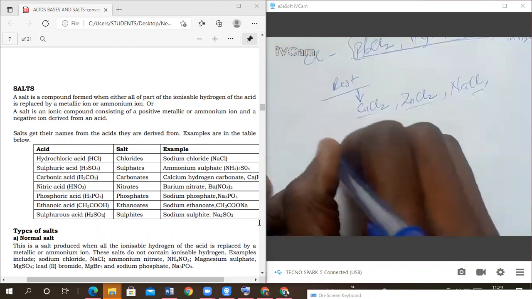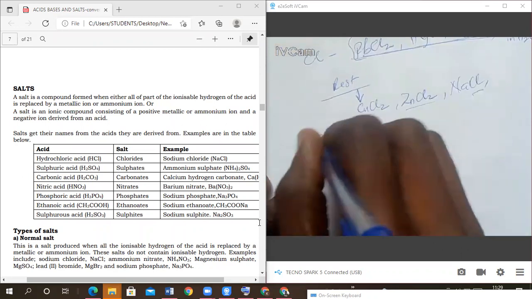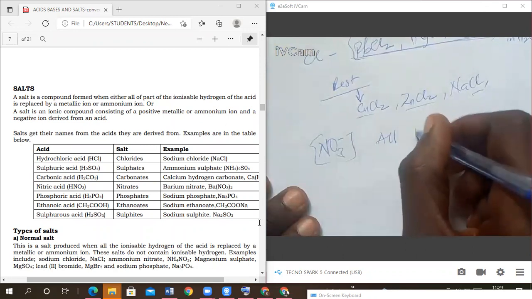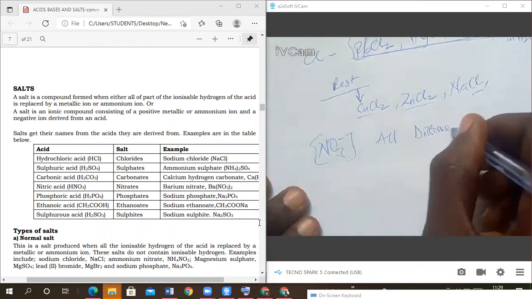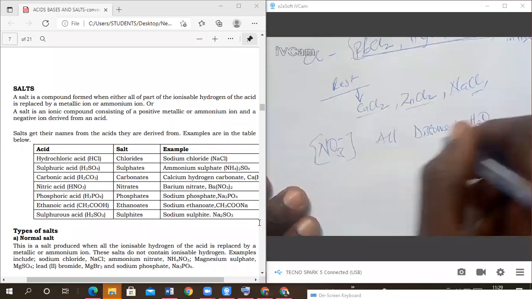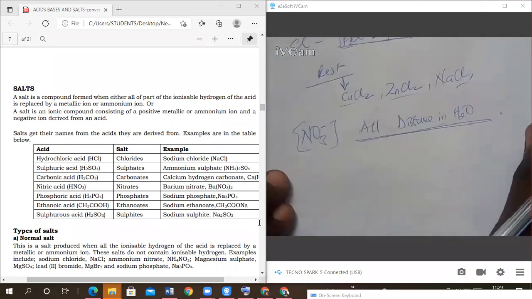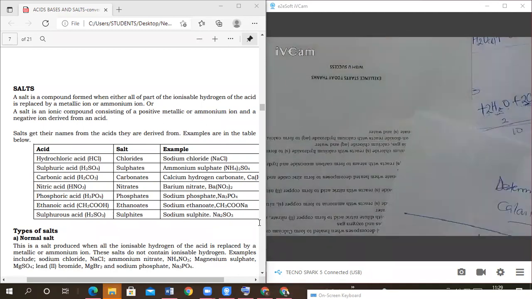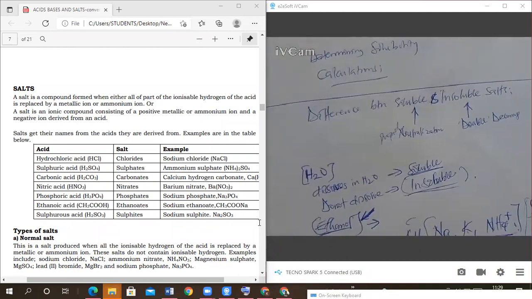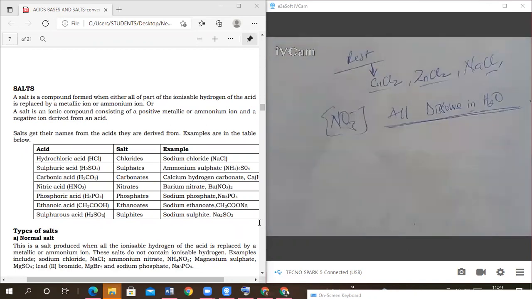What about nitrates? That one is a known case. All of them dissolve. All nitrates dissolve in water. So I have covered salts, soluble and insoluble ones. Who hasn't understood that? Frida. Treasure.